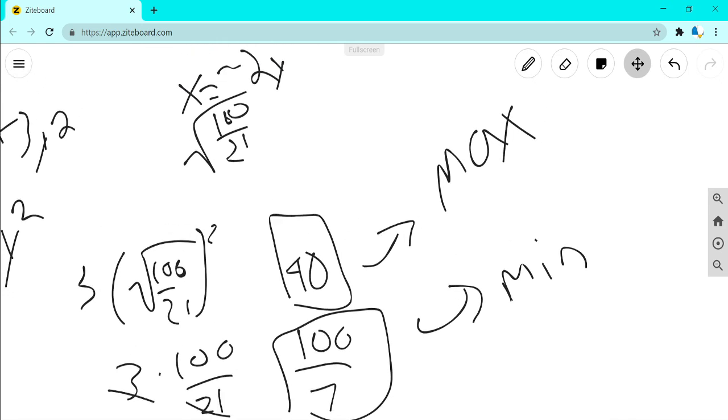And that's how you solve this. This is an example of optimizing a quadratic subject to a constraint.